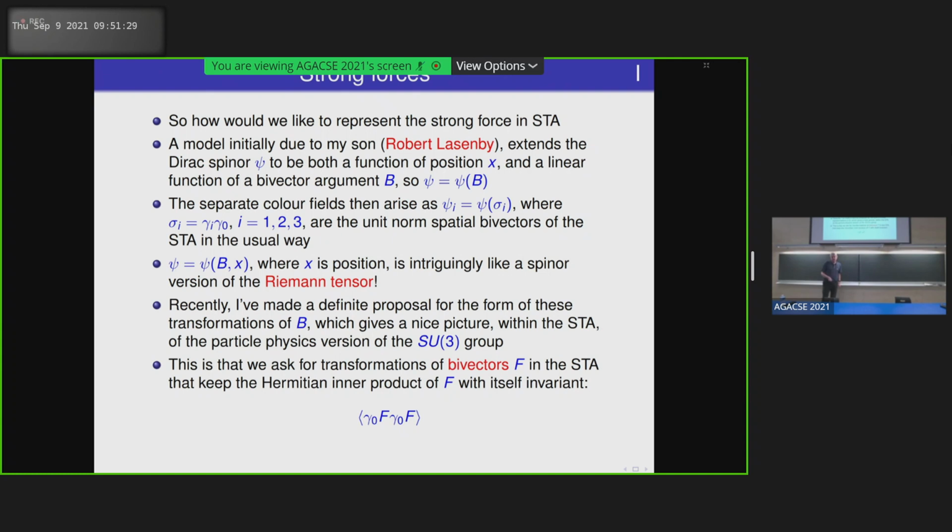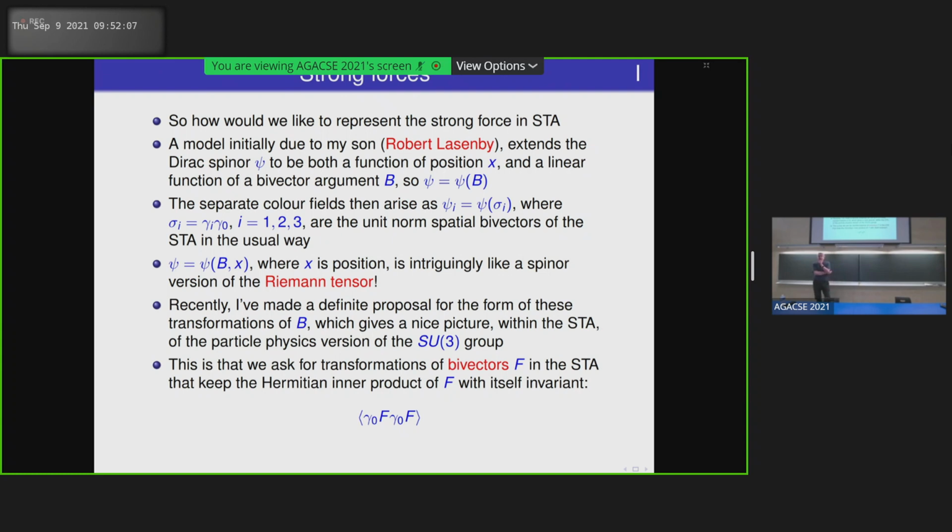You think about the action of psi on bivectors, and these bivectors, sigma_i, are just gamma_i gamma_0, i equals 1, 2, 3, in the usual way. And of course, this thing of having a spinor as a function of an input bivector, here the sigma_i, and position is intriguingly like a sort of spinor version of the Riemann tensor. This Riemann tensor takes an input bivector, spits out an output bivector, and is a function of position. Here we're spitting out not a bivector, but a Dirac spinor.